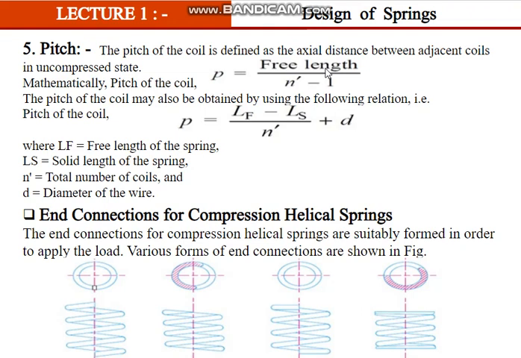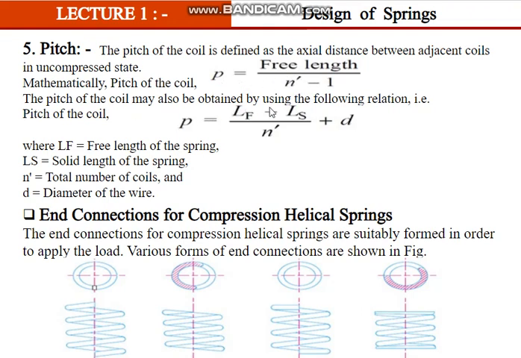तो पिच का फॉर्मूला क्या होता है? फ्री लेंथ अपॉन द गैप्स। कितने गैप्स हैं? जैसा मैं बोला 5 उंगलियों में 4 ही गैप्स होते हैं, उसी तरह अगर एन डैश कॉइल्स होते हैं तो एन डैश माइनस 1 ही गैप्स होते हैं। ओके, दिस इज द पिच.